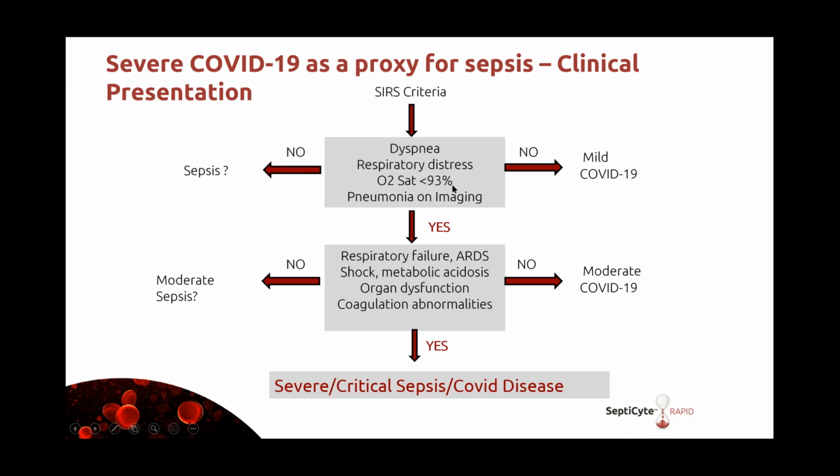Those that present with those findings may also have evidence of respiratory failure, ARDS, shock, metabolic acidosis, and organ dysfunction. These patients progress to a severe critical sepsis or COVID disease. Those that don't have these findings may have mild sepsis or moderate COVID requiring intervention from a management standpoint.